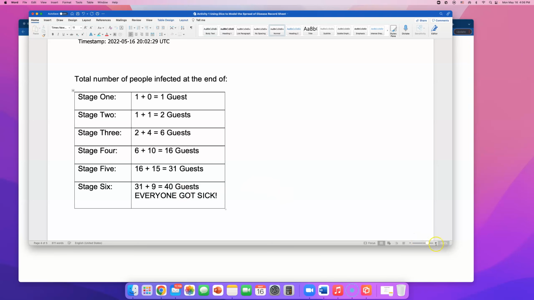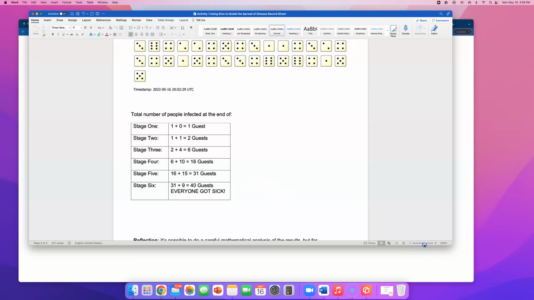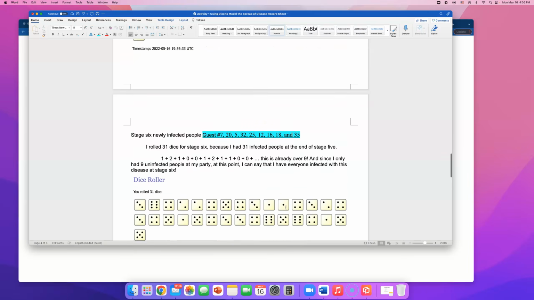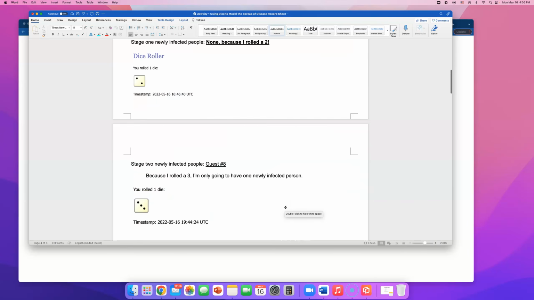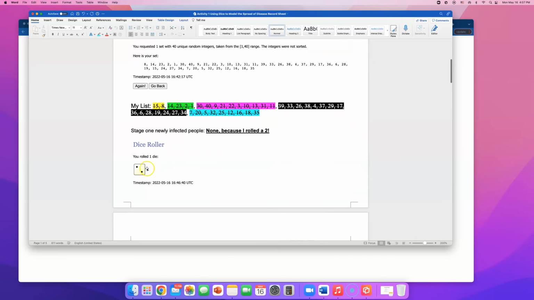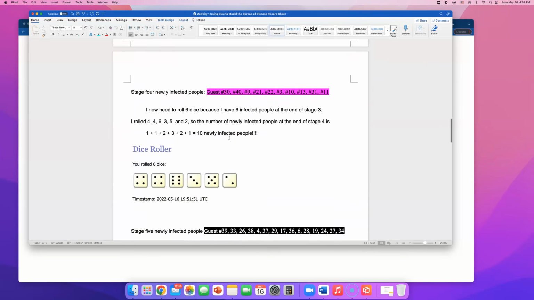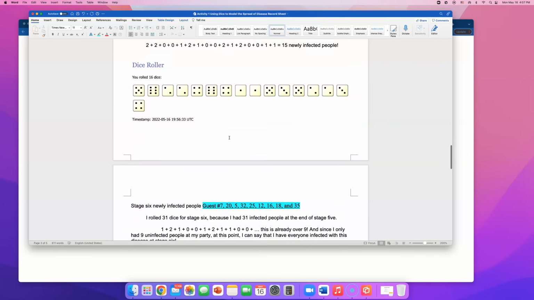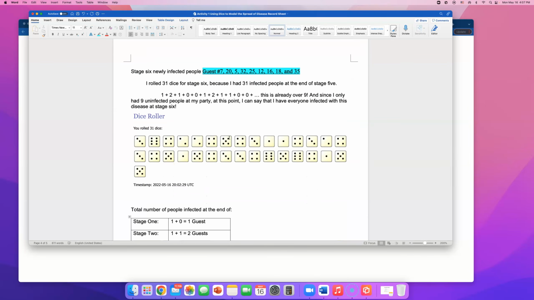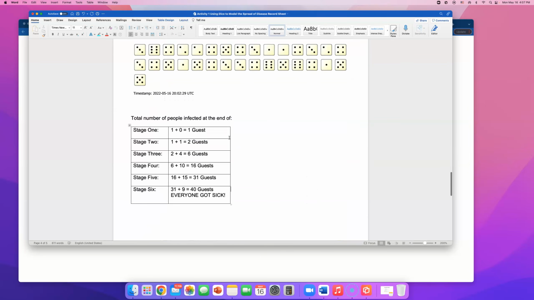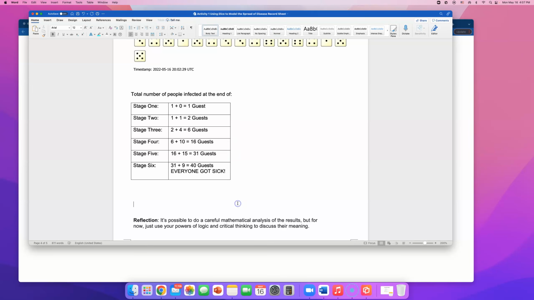So I am done with my exploration. Wow, I was able to infect everybody. I thought I had a very good start because remember, when I rolled 2 on my first stage, I was like, yay, nobody got sick. But then things kind of escalated quickly. On my last stage, I ended up rolling 36 different dice. So this is my table and I am done with my exploration.